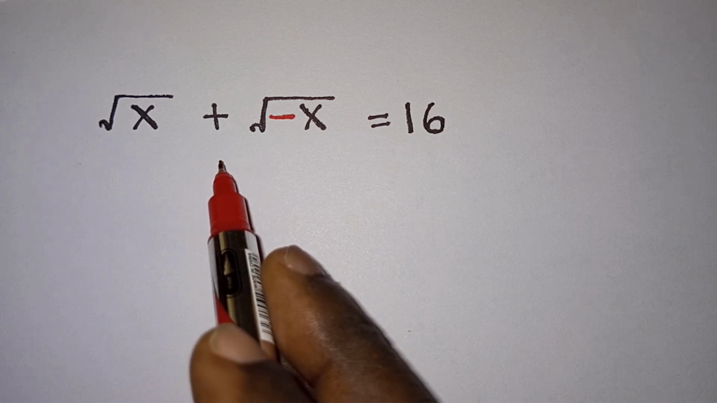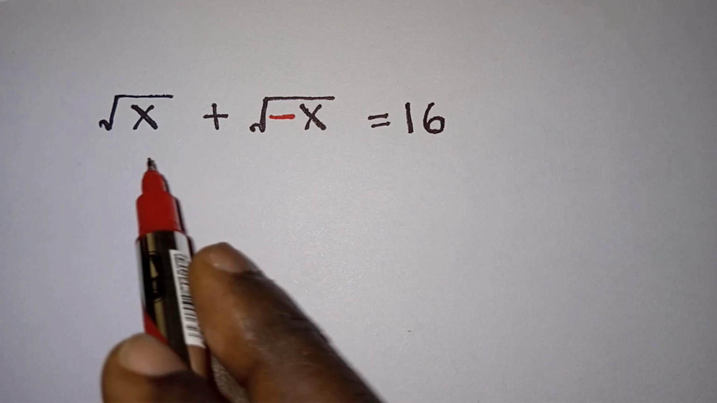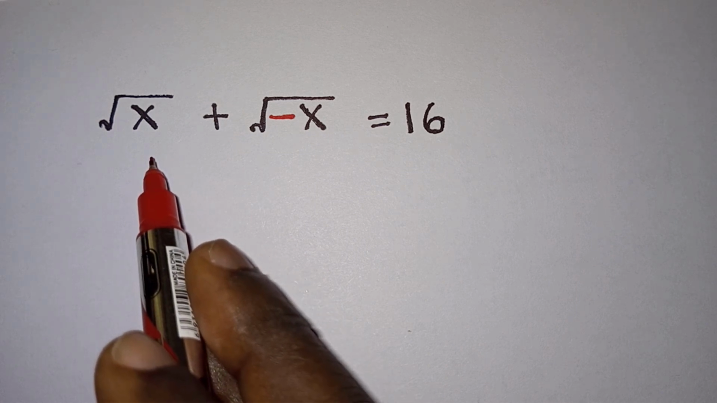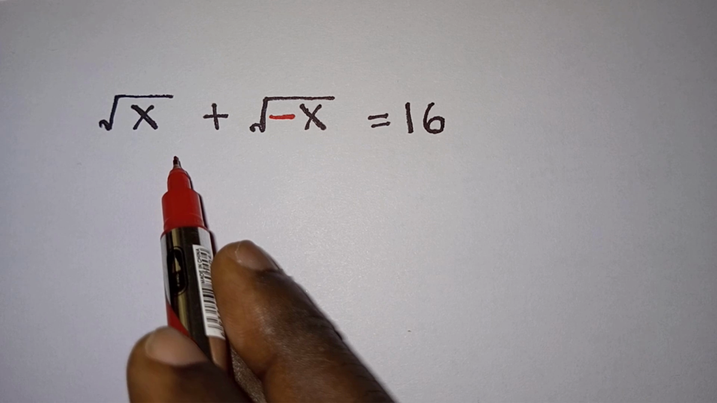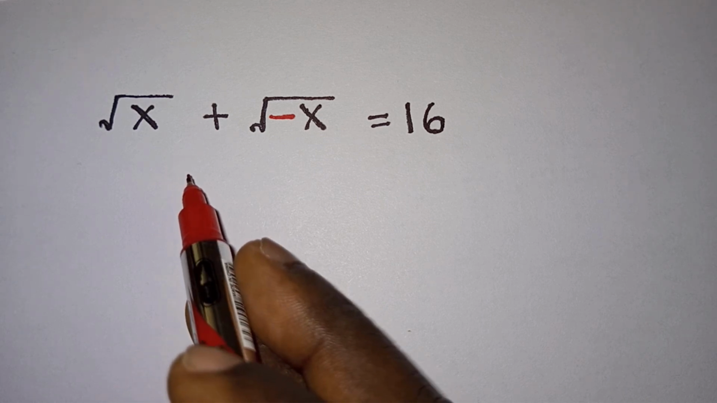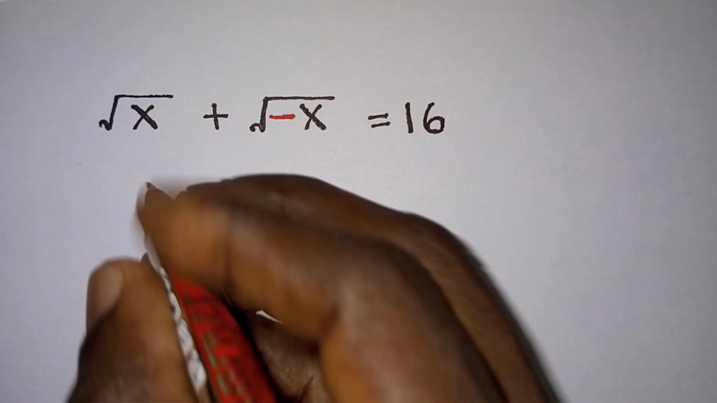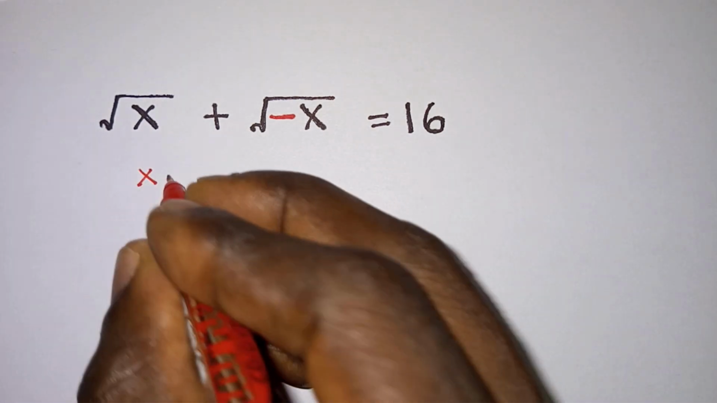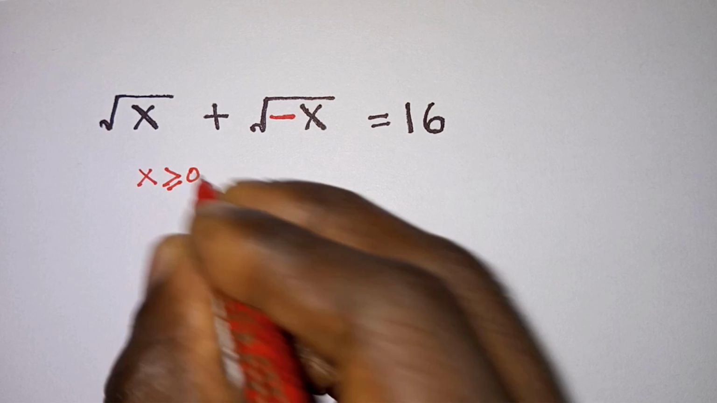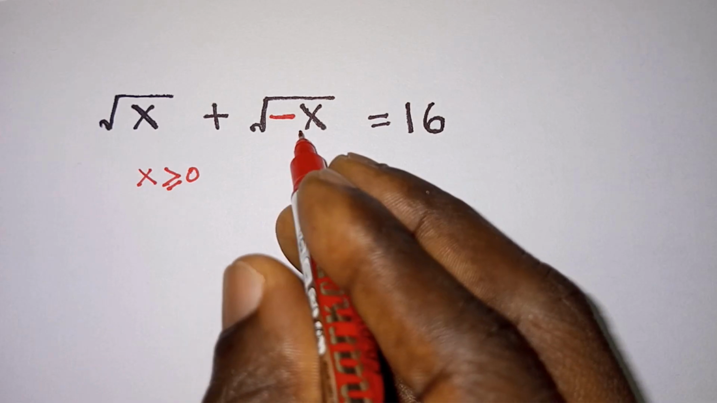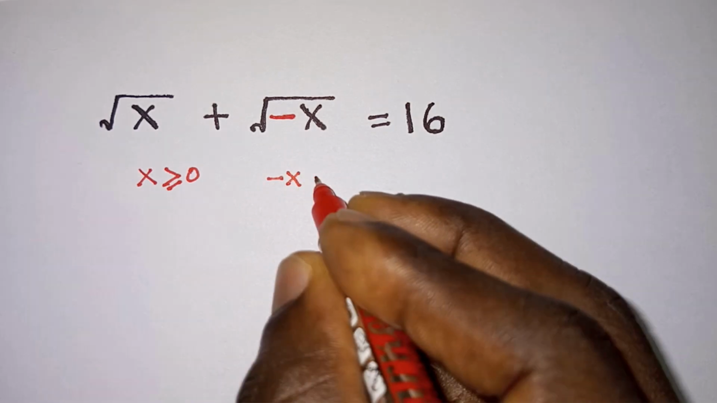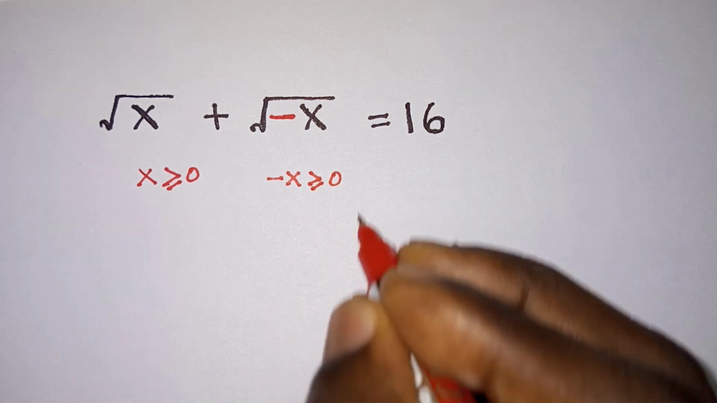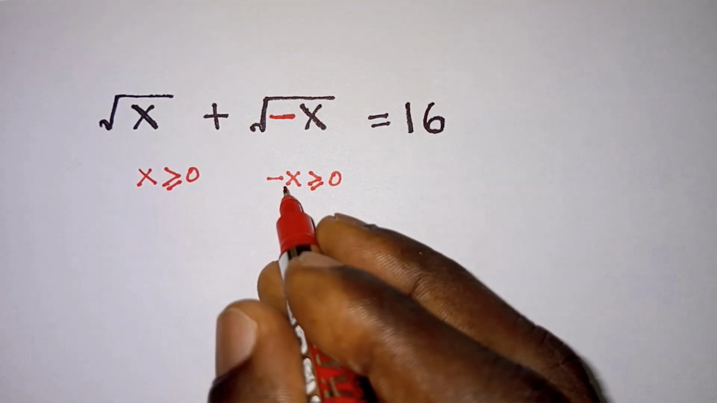Now let's get started. I have one question though. Is x going to be a real number or is it going to be a complex number? For us to get a real number, the number under the square root has to be greater than or equal to 0. So in this case, x has to be greater than or equal to 0. Likewise, from here, negative x has to also be greater than or equal to 0. This x is never equal to this one.